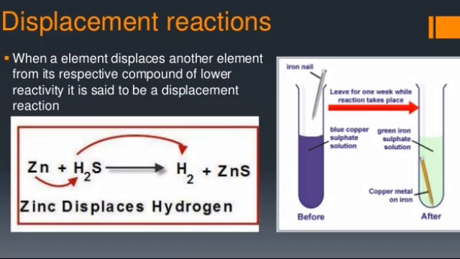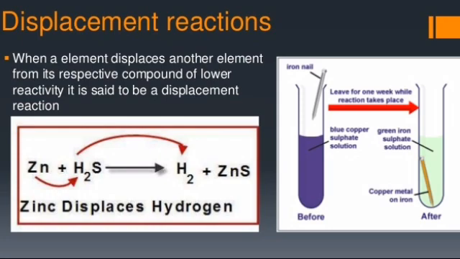When an element displaces another element from its compound of low reactivity, it is said to be a displacement reaction. Actually, here a more reactive element displaces a less reactive element from its compounds. So here is an example. Zinc displaces hydrogen. Zn, zinc, plus H2S, hydrogen sulfide, gives H2 gas plus ZnS. Here zinc displaces hydrogen from hydrogen sulfide.